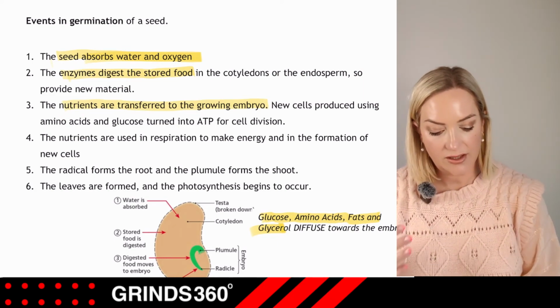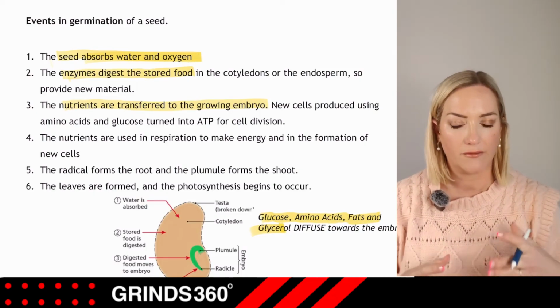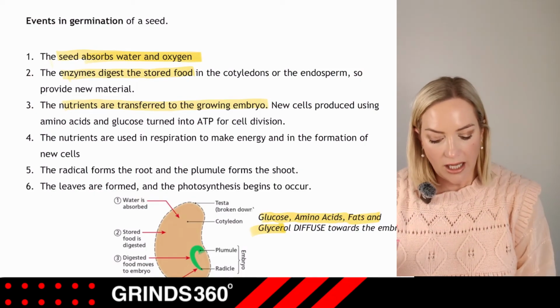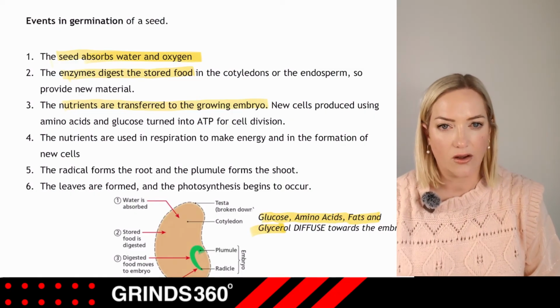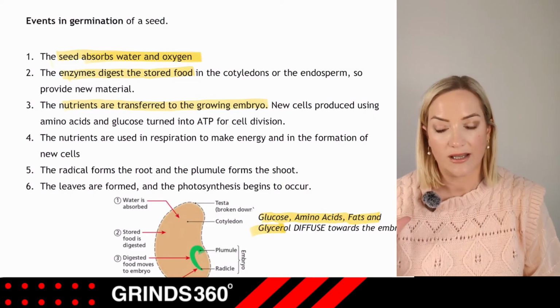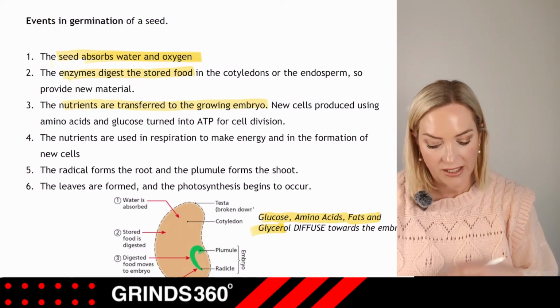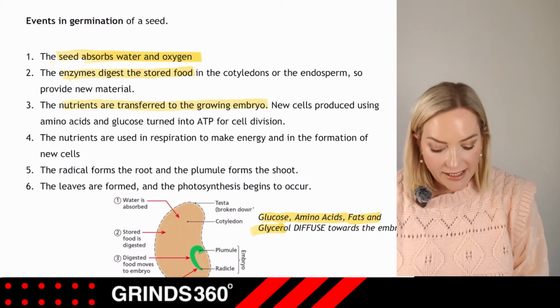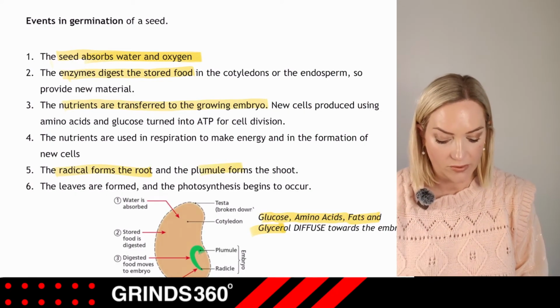New cells are made using amino acids. Okay, remember new amino acids as well. It's also involved in DNA formation. And our glucose can turn into ATP, adenosine triphosphate, and that can also be important for cell division. So nutrients are used in respiration to make energy and in the formation of new cells. Our radicle will become our root, which will stay underneath. Our plumule will become the shoot.